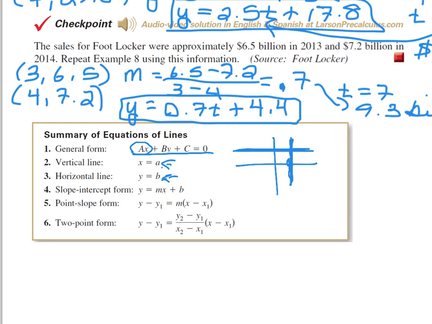This is slope-intercept form. This is point-slope form. And this is two-point form, which really we don't use. We just use the point-slope form. All they did is they replaced the m with the formula for slope, which is ridiculous. Just do the slope and then use the point-slope form.